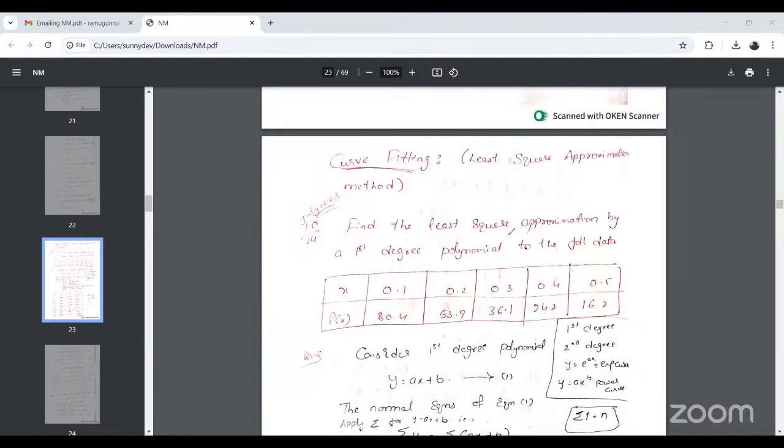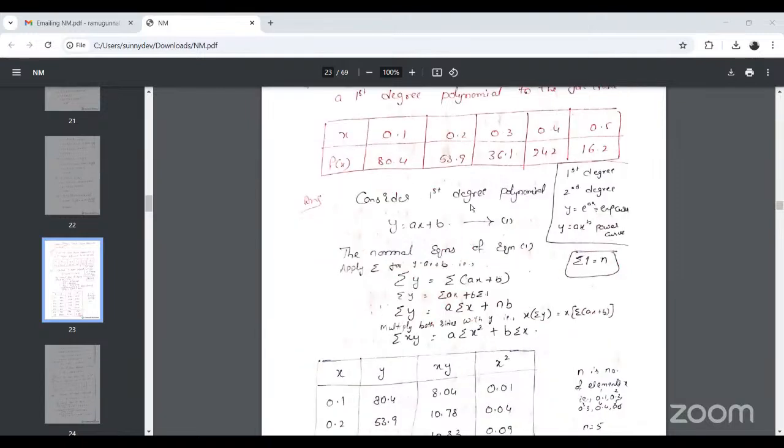Okay. So find the least square approximation of the first degree polynomial from the following table. The x values they are giving are 0.1, 0.2, 0.3, 0.4, 0.5. The same approach applies for the exponential function and hyperbolic function, and the normal equations for this are for a straight line. So first degree, second degree, exponential function and power functions. This is a first degree polynomial, y equals ax plus b.